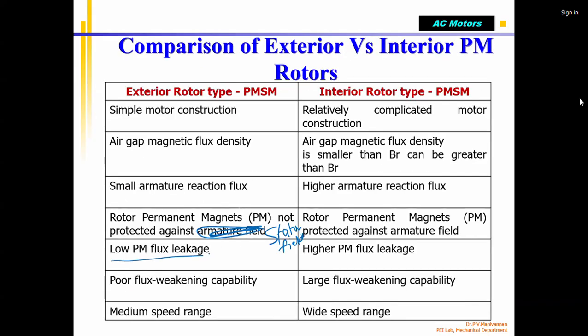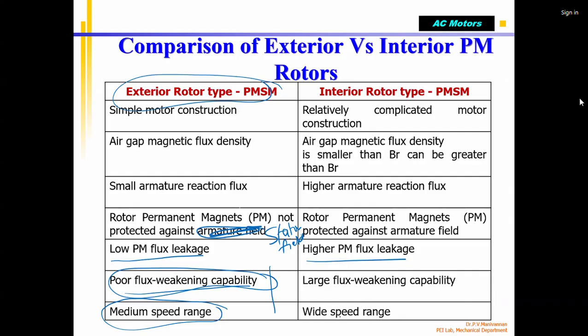Low permanent magnetic flux leakage; here it is higher if you use the interior type. Poor magnetic weakening capability. That means, as I told, if you run at high speed, the magnetic field weakening will be quicker, and the permanent magnet will lose its strength. That is why you have to run this motor only up to medium speed. Correct? 0 to 2000 RPM, 0 to 3000 RPM. That is what this kind of motor is. If the rotor is a surface mounted or exterior type rotor, the motor manufacturer will say that the maximum speed it can achieve is 3000 RPM, because of these reasons.